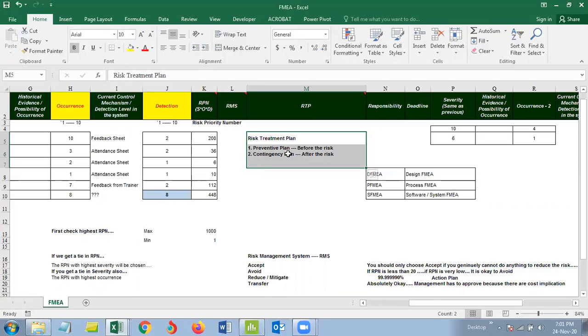One is a preventive plan before the risk, and a contingency plan, which is a backup plan after the risk. Always have two types of plan for every risk, preventive as well as backup plan. For example, we have a risk that there could be fire, short circuit in the office, in the building, and that can cause a lot of damage. So fire is a big risk. So what is my preventive plan?